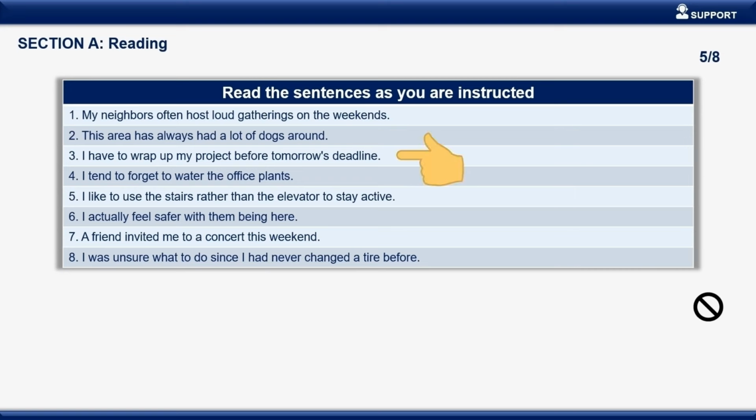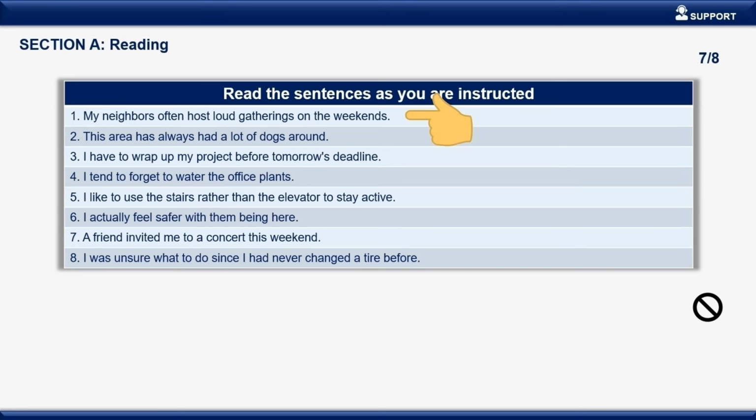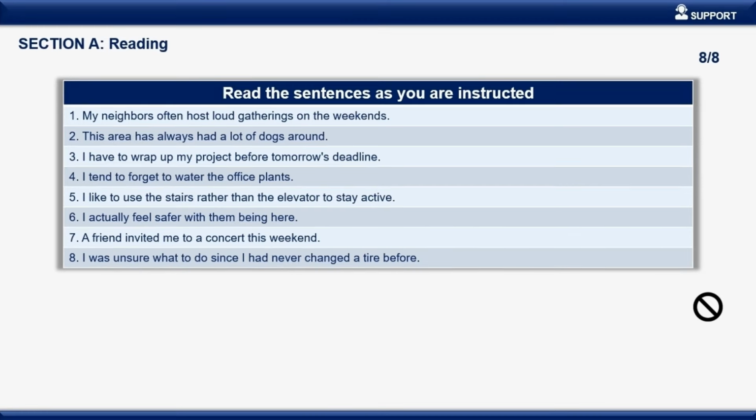Now read sentence 3. I have to wrap up my project before tomorrow's deadline. Now read sentence 6. I actually feel safer with them being here. Now read sentence 1. My neighbors often host loud gatherings on the weekends. Now read sentence 5. I like to use the stairs rather than the elevator to stay active.